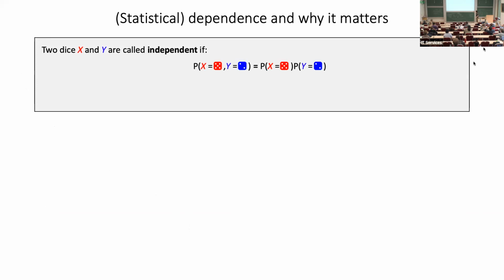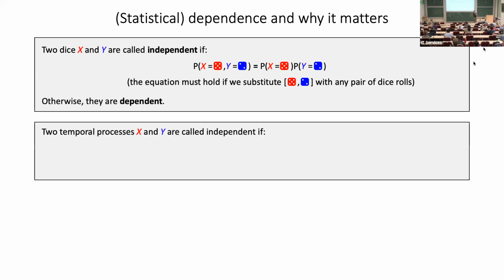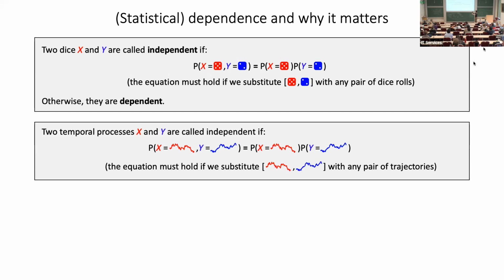Oh, I can point, cool. And so there's nothing magic about 5 and 2. The equation must hold if we substitute 5 and 2 with any pair of dice rolls, right? Otherwise, they're dependent. Okay, so now more complicated temporal processes, time series. Two temporal processes, X and Y, are called independent if the chance that X has a trajectory that looks like this and Y has a trajectory that looks like that is the same as the product of the chance that X looks like this and the chance that Y looks like that. Again, nothing magic about this and that. It has to hold for any possible pair of trajectories that I could come up with.